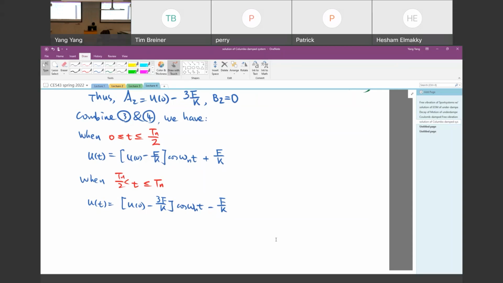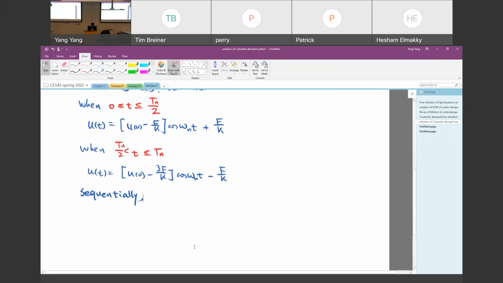So we can use this approach sequentially for the second cycle, third cycle, and the nth cycle. Sequentially, we should be able to have the relation between the peak values. We will have the peak value.